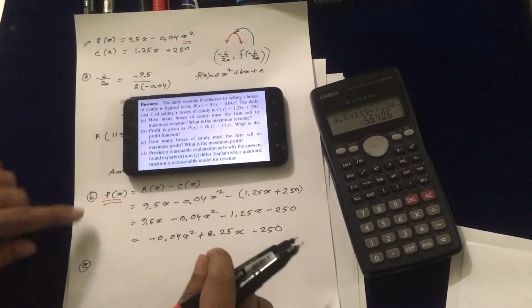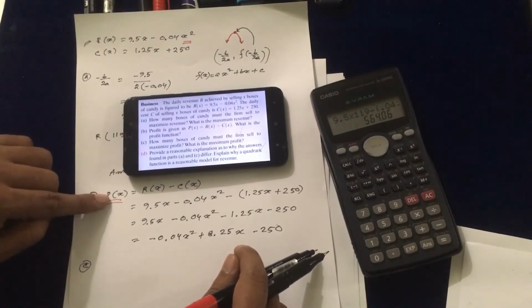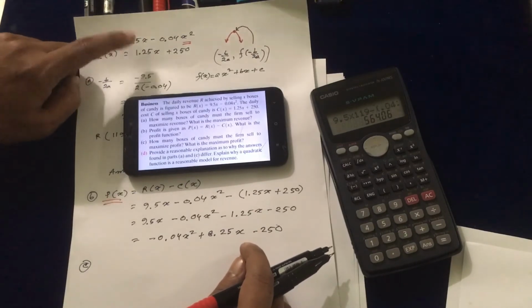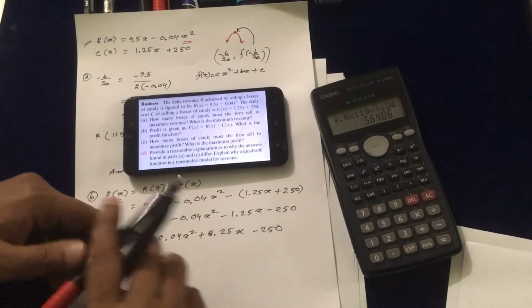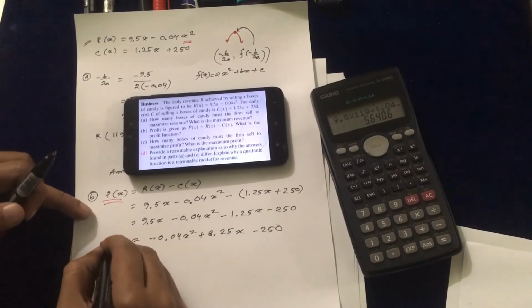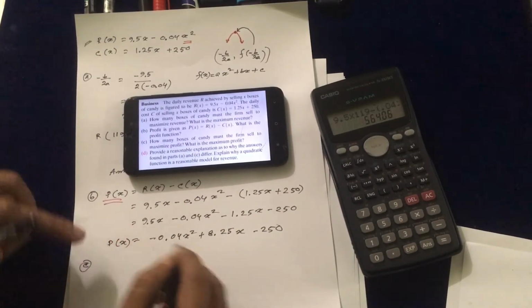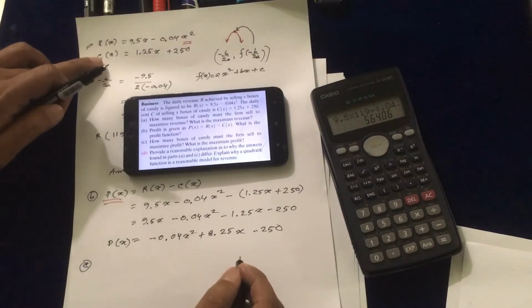That means we have to do C number from B number. You can say, sir, why not from this or from this? Why from this? The answer is, this is the profit function and the question is related to the profit. This is P function, this is R function, this is C function.